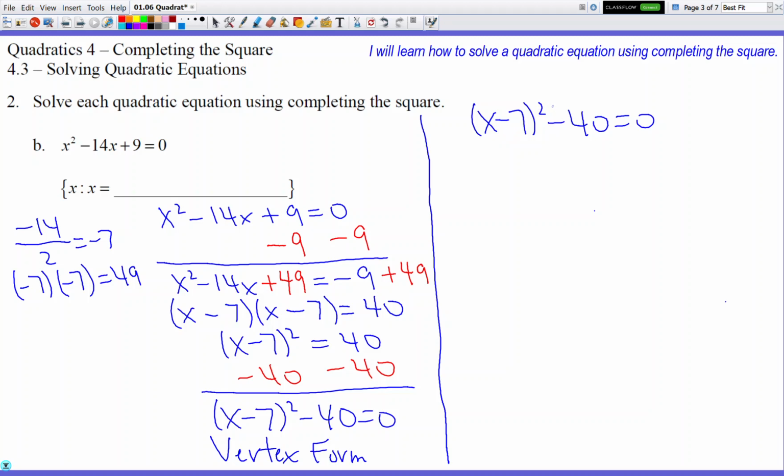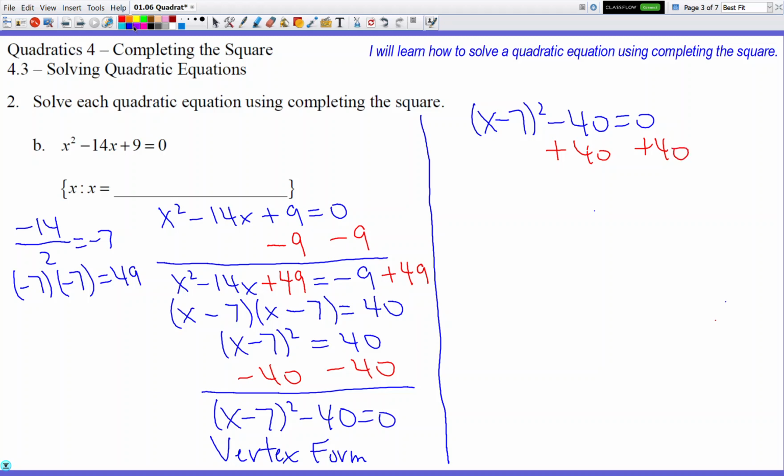So reverse PEMDAS tells me to get rid of negative 40 first, because usually in order of operations, negative 40 happens last. But in reverse PEMDAS, or reverse order of operations, if you want to call it that also, negative 40 is going to be the first to go. So I'm going to add 40 both sides.